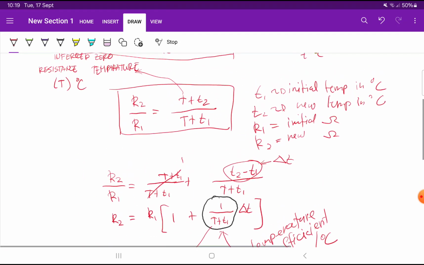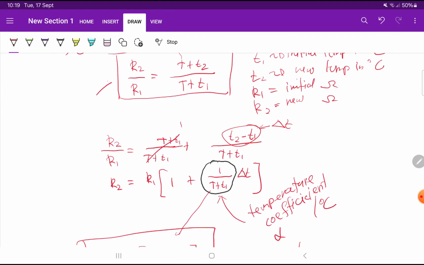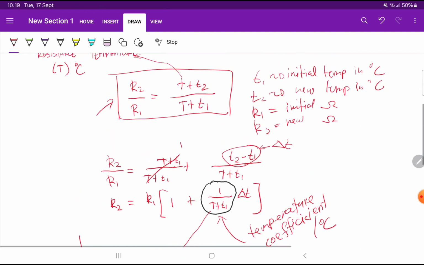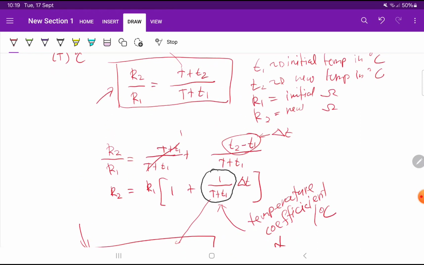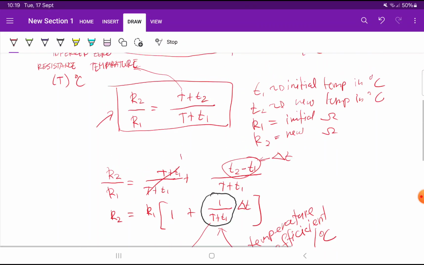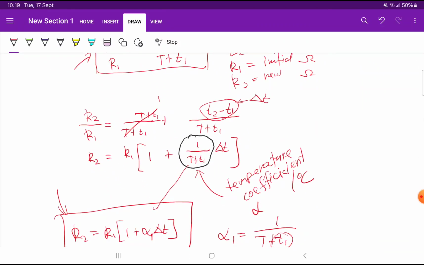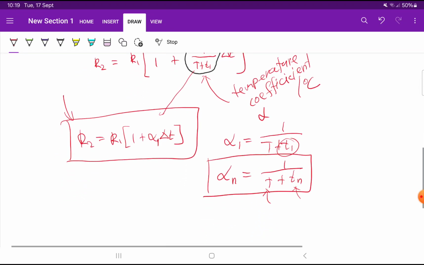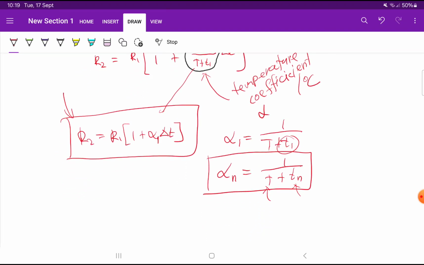So for now, remember these formulas for resistance and this other one. It depends on what is given. If you're given the inferred zero resistance temperature, use this one. But if you're given a temperature coefficient, you can directly use this formula. I'll give you some examples in the next discussion.